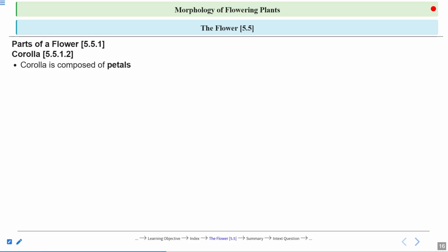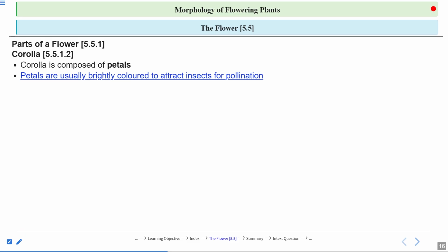Now, corolla, the second whorl from outer side. Corolla is composed of petals. So as the calyx is composed of sepals, corolla is composed of petals. Unit is petal. All the petals unitedly called as corolla, right? Petals are usually bright colored to attract the insects for pollination. So they are meant for attracting the pollinators, right?